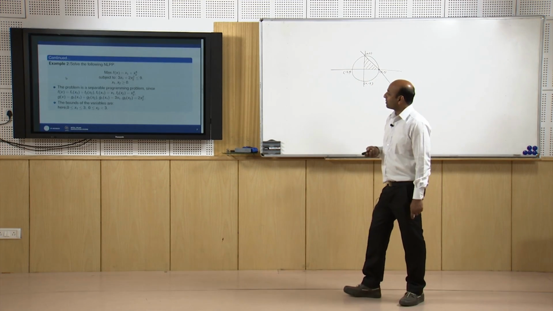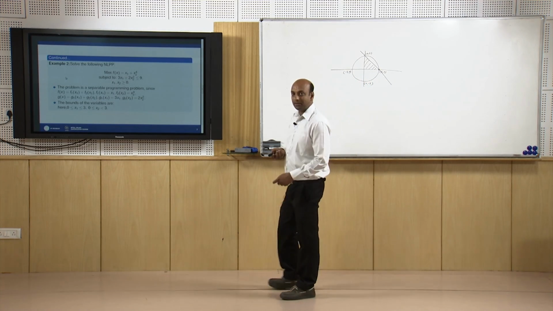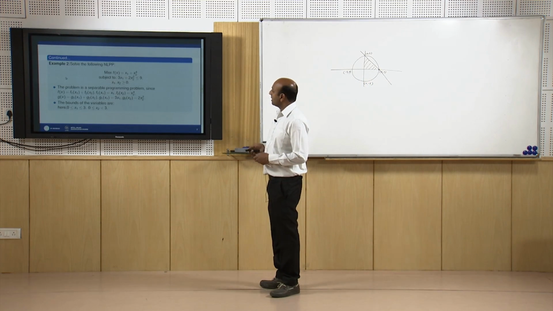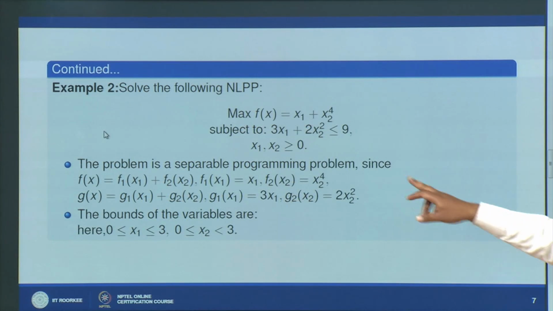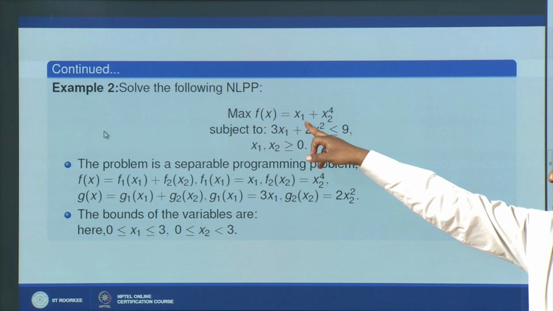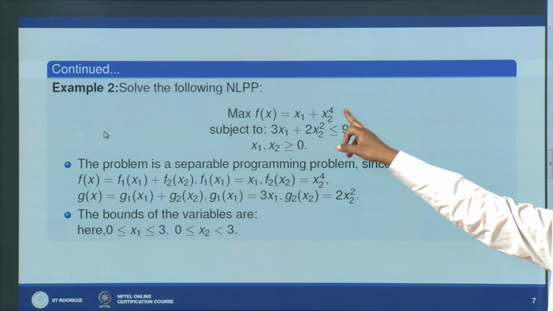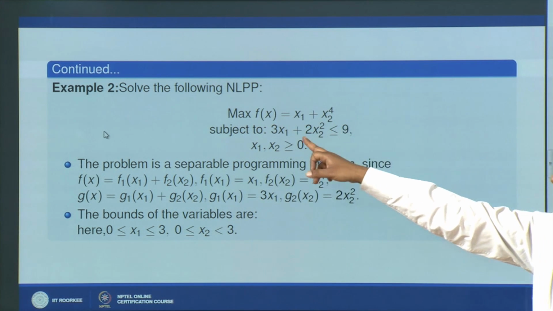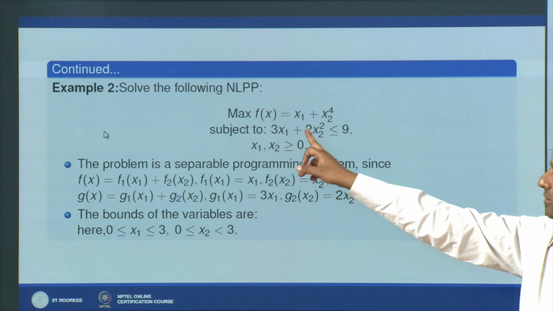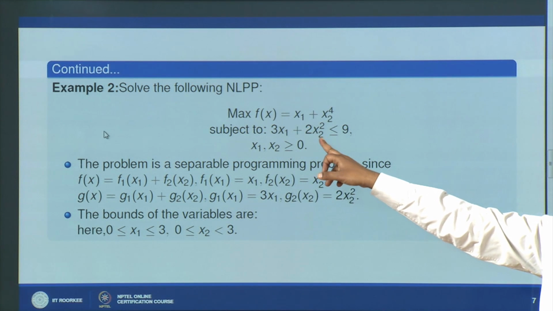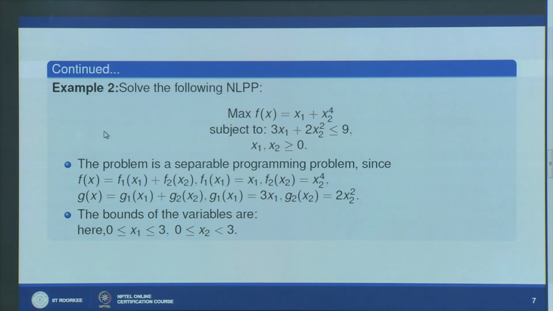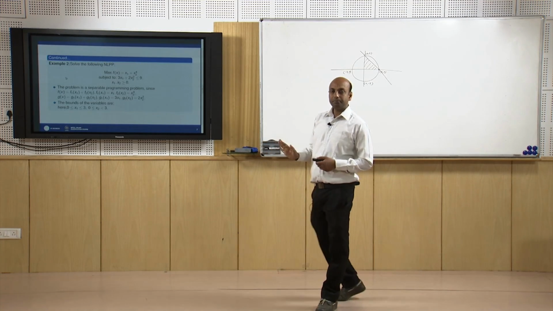Now, suppose we have this problem, again this problem is separable. You can simply see, because the first function f1 x1 is x1, f2 x2 is x2 raised to power 4, g1 x1 is 3x1, g2 x2 is 2x2 square, which is less than or equal to 9. So, this problem is clearly a separable programming problem.